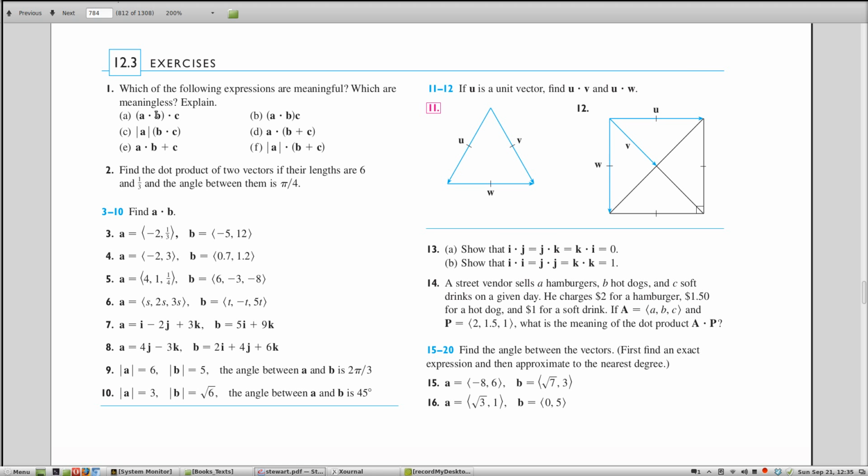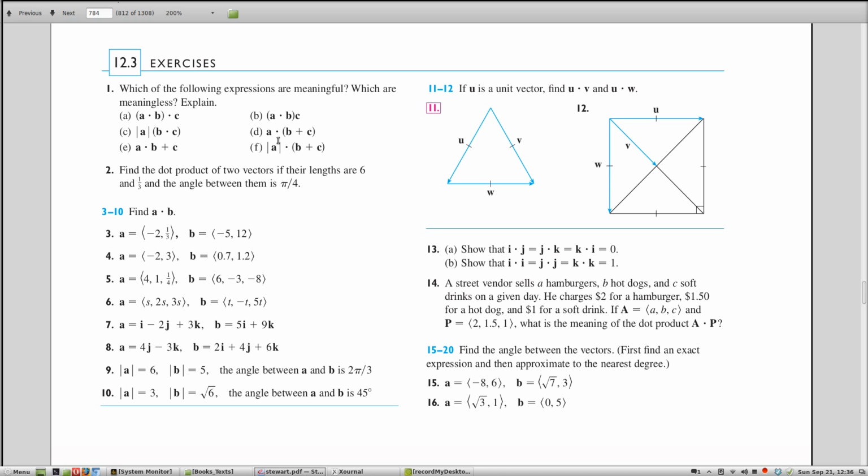So number one is asking you which of these expressions are meaningful. A is not meaningful because the result of this will be a number. Number dot a vector is meaningless. C is meaningful because this is a number times a number. Are there two C's? Oh, this is an E. Okay. So E is meaningless, right? Because this will be a number plus a vector, which doesn't make any sense. This one is meaningful because A dot B will be a scalar, and this will be a scalar product with the vector C.